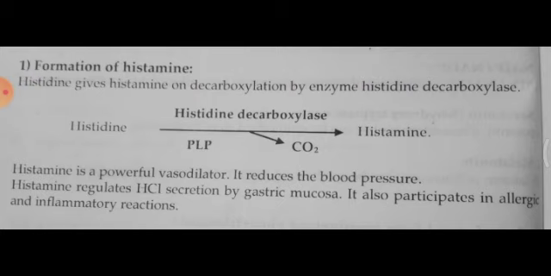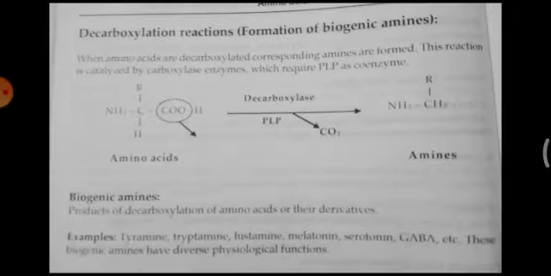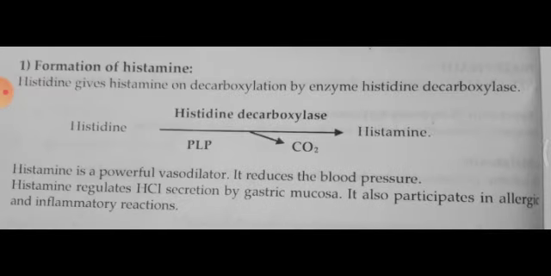Next one is formation of histamine. This was the general representation of decarboxylation, and I am going to show you a specific example. This is also decarboxylation. Histidine gives histamine on decarboxylation by the enzyme histidine decarboxylase. Hence histidine, arrow mark, histamine. Above the arrow mark is the decarboxylase enzyme. From which compound is the decarboxylation taking place? From histidine, hence the enzyme name is histidine decarboxylase. And below the arrow mark, since it is decarboxylation, you can see CO2 is released in the presence of coenzyme PLP.